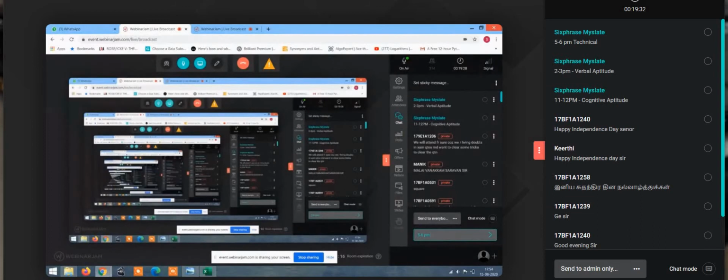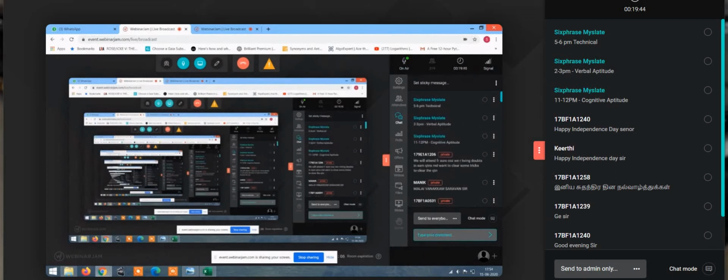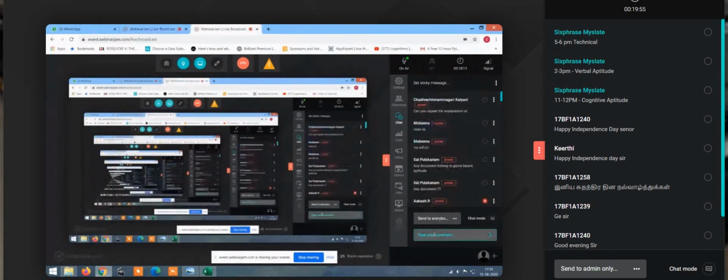And then 5 to 6 p.m. you have technical. You know that pseudocode thing. I know nothing about technical, but still it is pseudocode, right? So this is the timing. I'll also put it in the other group so that other group students also see it. So this is it, guys.